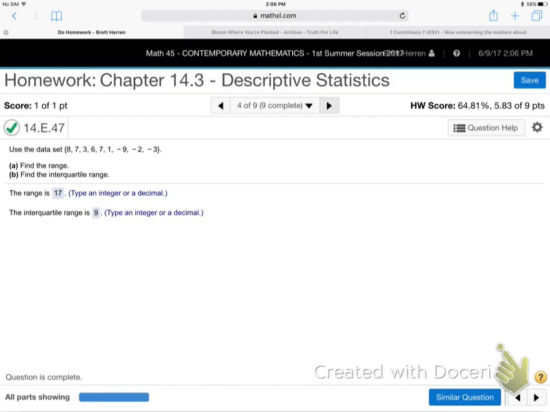All right, so use the data set. Find the range. The range, you need to go from low to high. Range just simply means how far from the high to the low. So you just take high minus low, and you get the range. Just the total width of the data set. Like how broad is it from high to low.